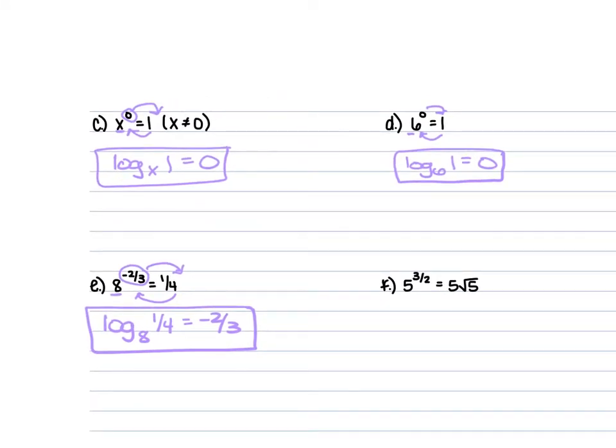For f, we have 5 to the power of 3 over 2 is equal to 5 square root 5. So again, this 3 over 2 is going to switch places with the 5 square root 5. This big 5 will turn into your base or your subscript. So we have log 5 of 5 square root 5 is equal to 3 over 2.